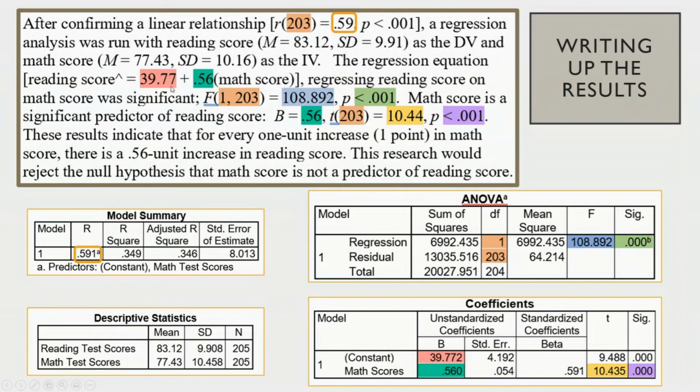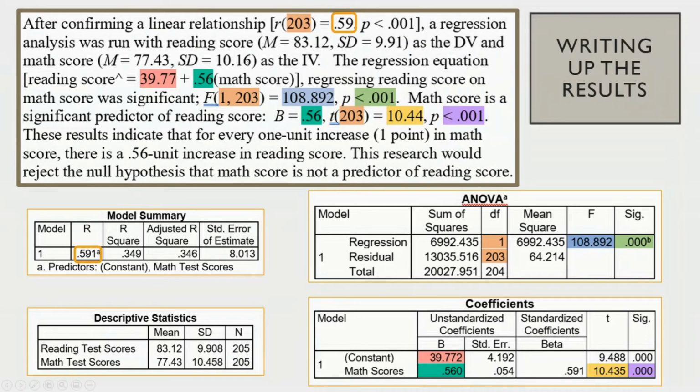And we want to know where we're getting this. Well, this is our constant. This is 39.772, which I just rounded off to 39.77, plus our unstandardized math score coefficient, which is 0.56. So I'm going to put 0.56 right here, and that is for math scores.